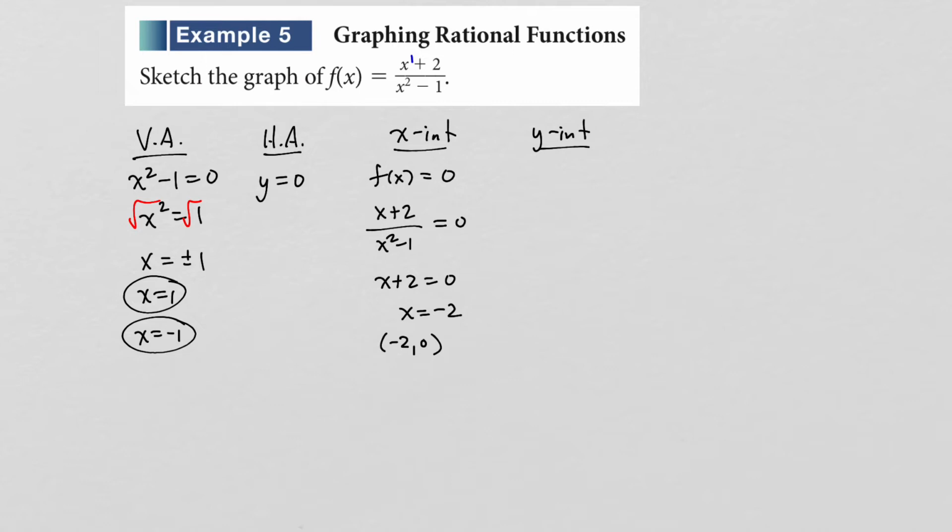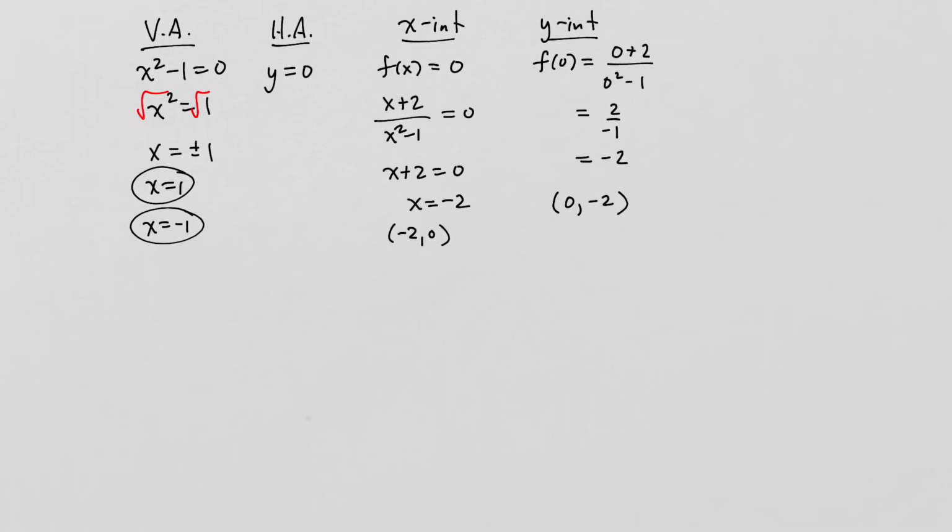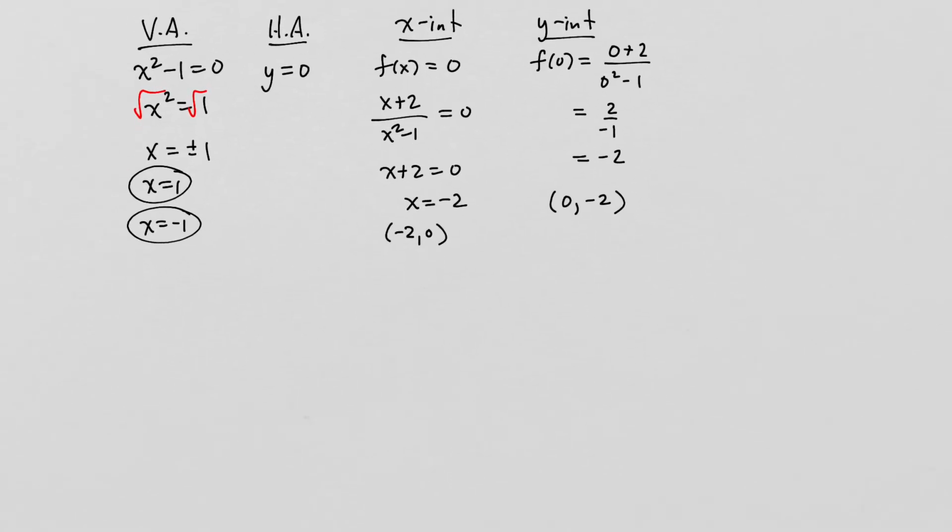To find the y-intercept, we plug 0 into the function. So when you plug in the number 0, you get (0 + 2)/(0² - 1). This is 2 divided by -1, which is -2. And so that gives us the point (0, -2). So now that we have our horizontal and vertical asymptotes, our x and y intercepts, we can now start to sketch the graph.